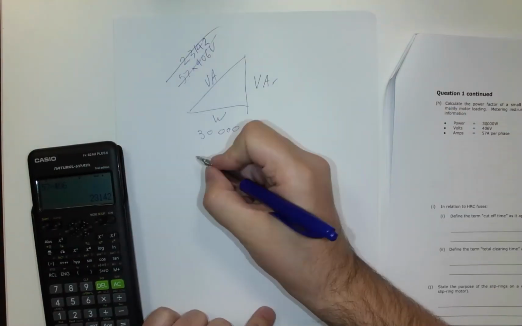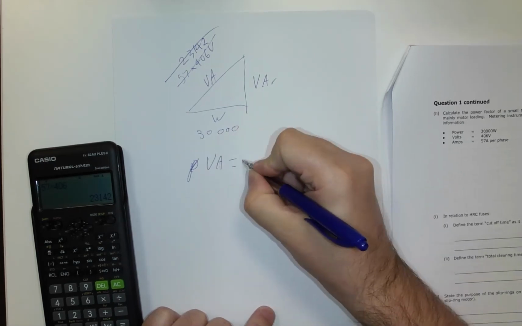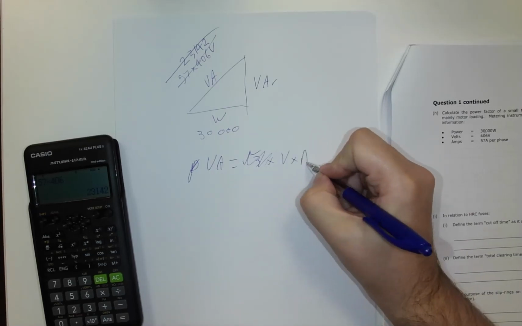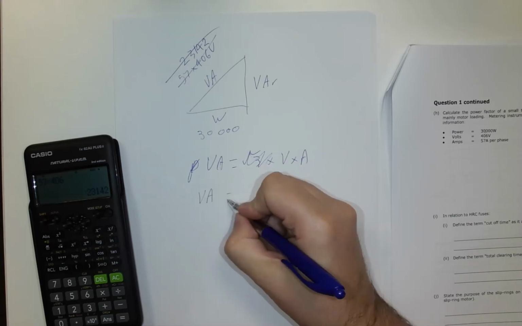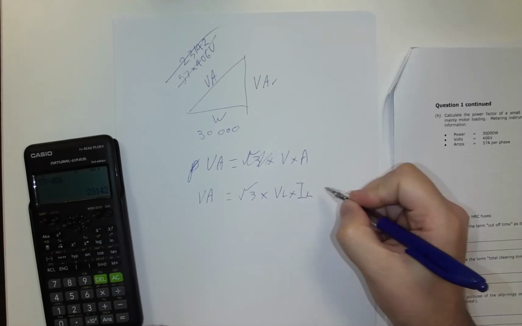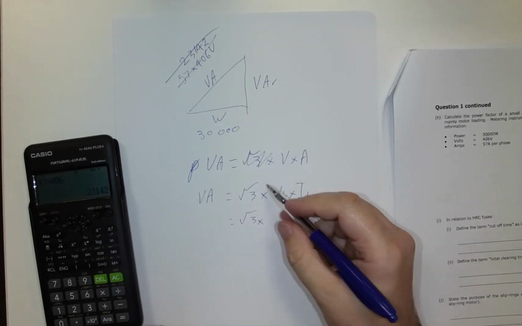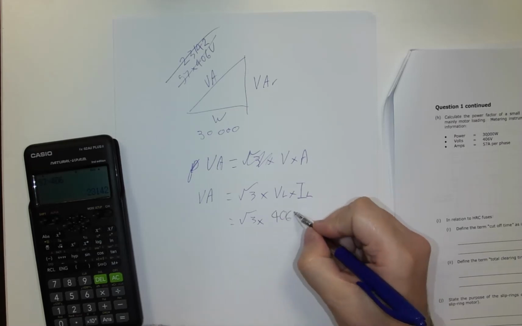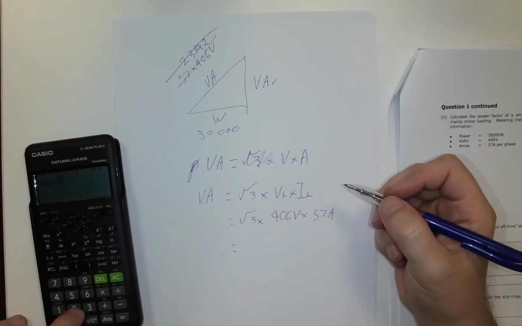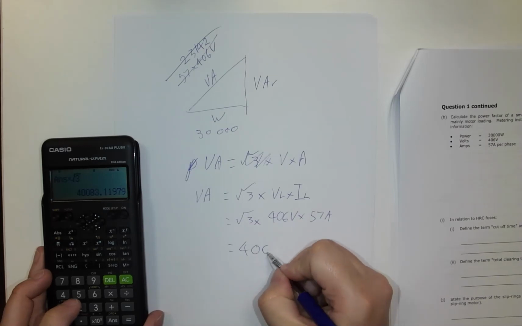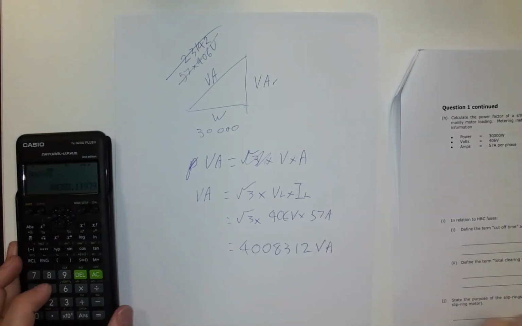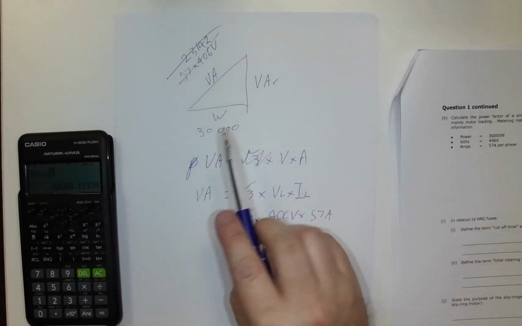Instead of VA equals V times A, our power factor formula is actually VA equals √3 times V line times I line, which in this case is √3 times V line, which is our 406 volts, times by our 57 amps, and equals, so times by √3, and we get 40,083.12 VA.